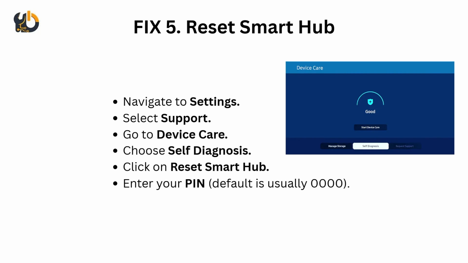Fix 5. Reset Smart Hub. For that you have to open the TV and navigate to settings and select support and go to device care. Then you have to choose self-diagnose and click on reset Smart Hub. Then you have to enter your PIN.